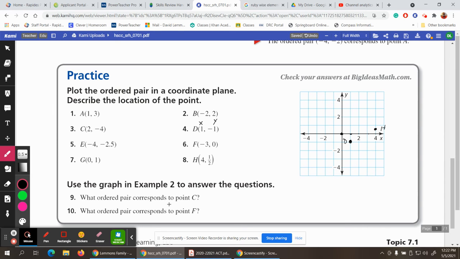Use the graph in example 2. What ordered pair corresponds to point C? If you do it right, then it would be this right here. They want you to describe it. Again, you can simply say, for instance, for this one, you always start at the origin, and you go 4 to the right, and then you would go 1/2 up.